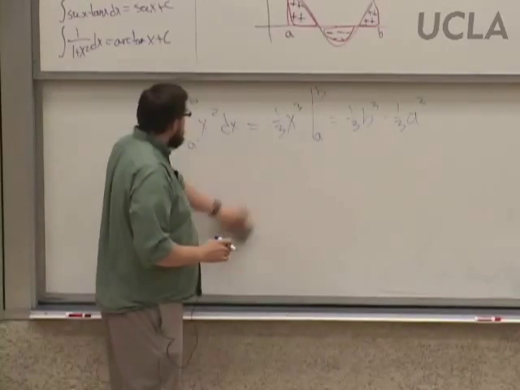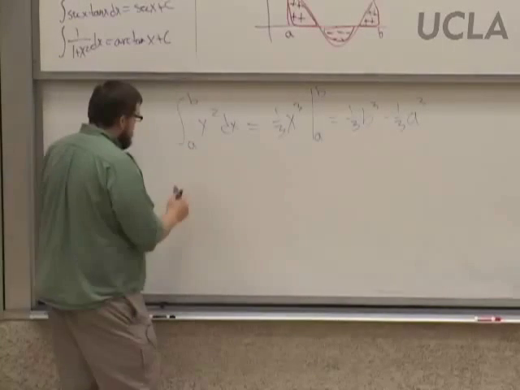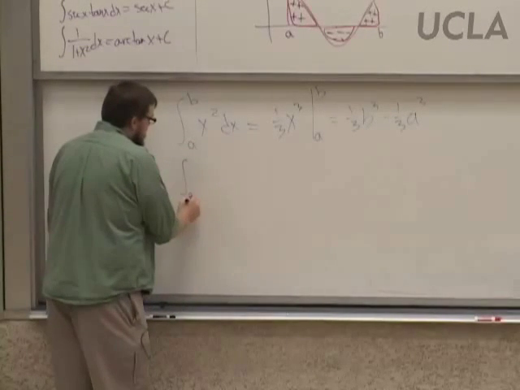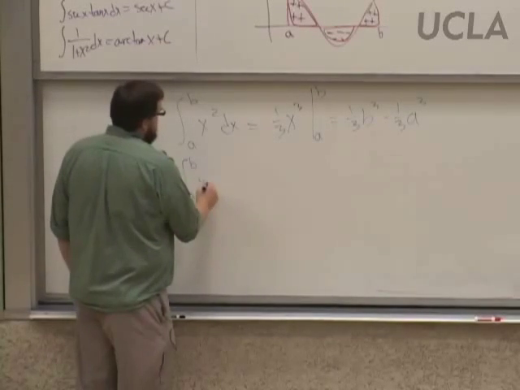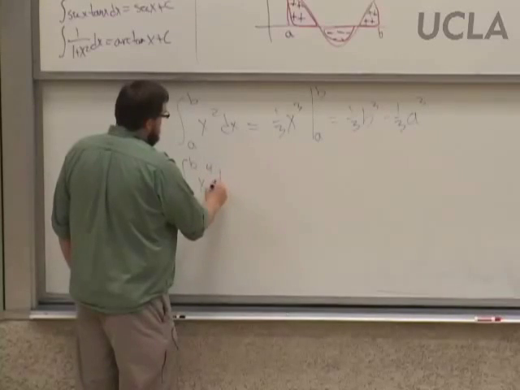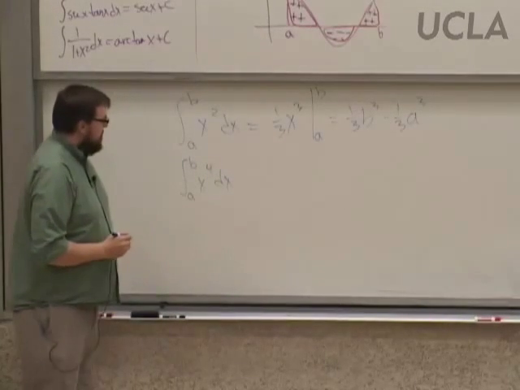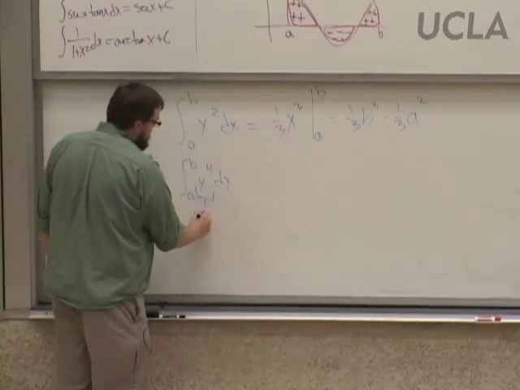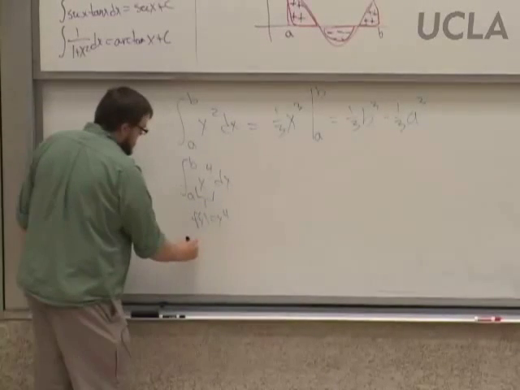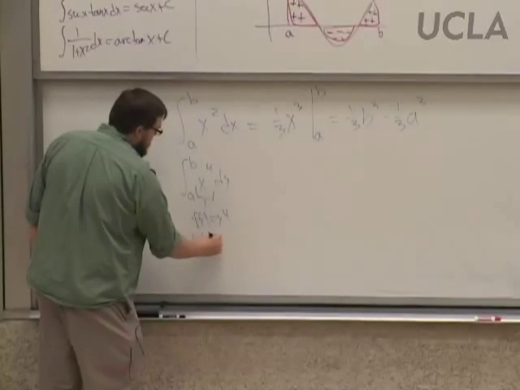And in fact, let's see how good we are. Suppose I ask what's the integral from a to b of x to the 4th dx. Well, again, that says that this function inside, f of x, is x to the 4th. So what's an antiderivative of x to the 4th?